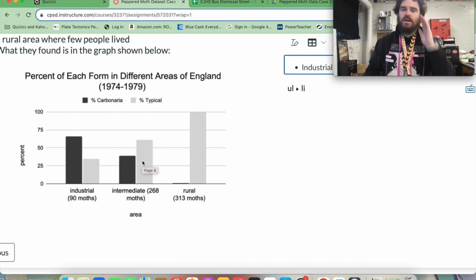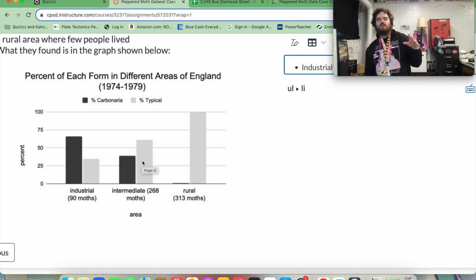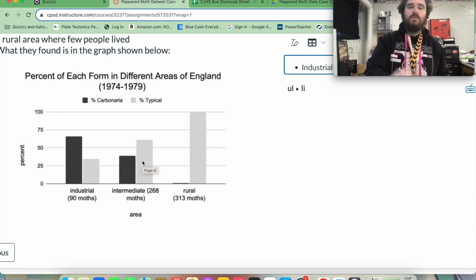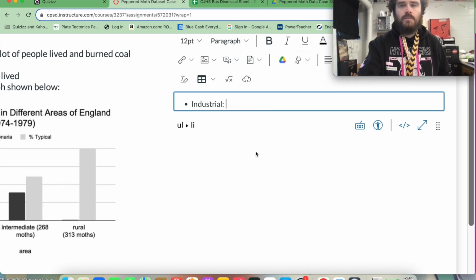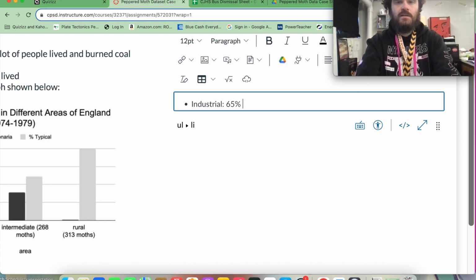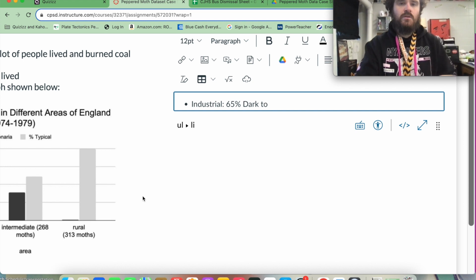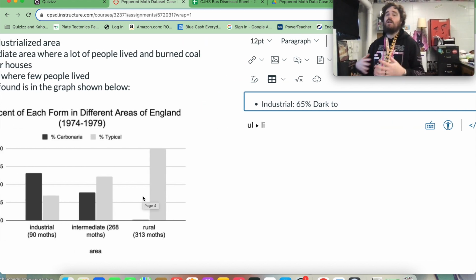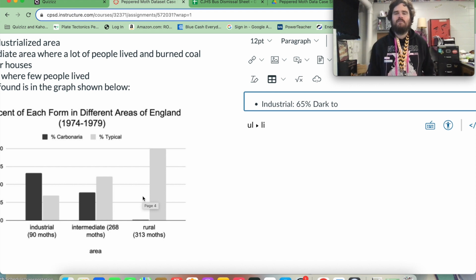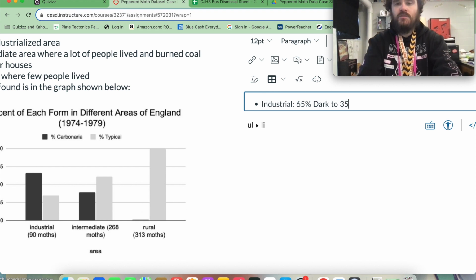So we're breaking down this data. Under industrial, I'm going to guess, I don't know about y'all, I'm thinking about 65% of the moths, there were 90 of them, by the way, were dark. So we can put 65% were dark. And then we can put 2. Once again, if it's proportional, we've got to add up to 100%. So 65% were dark, then what percent would be light? If you said 35, you are smart. So 35% would be light. So we got that one down.